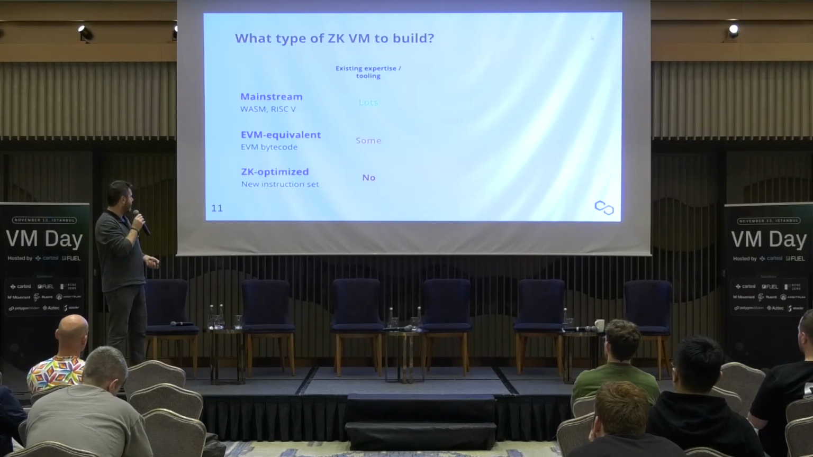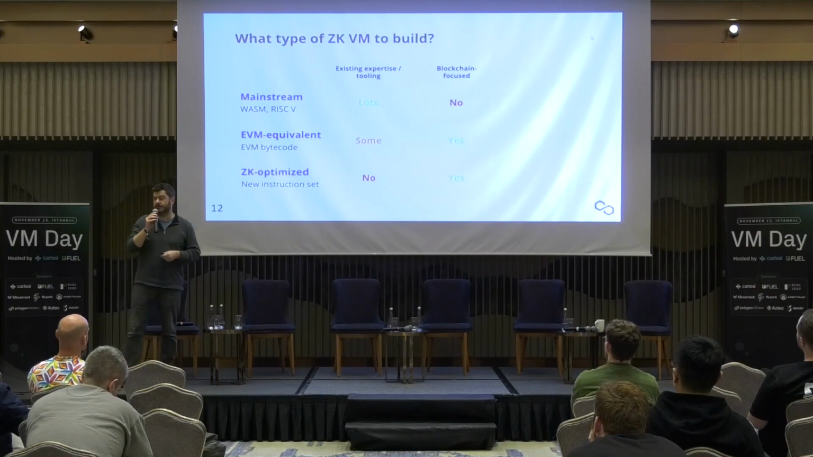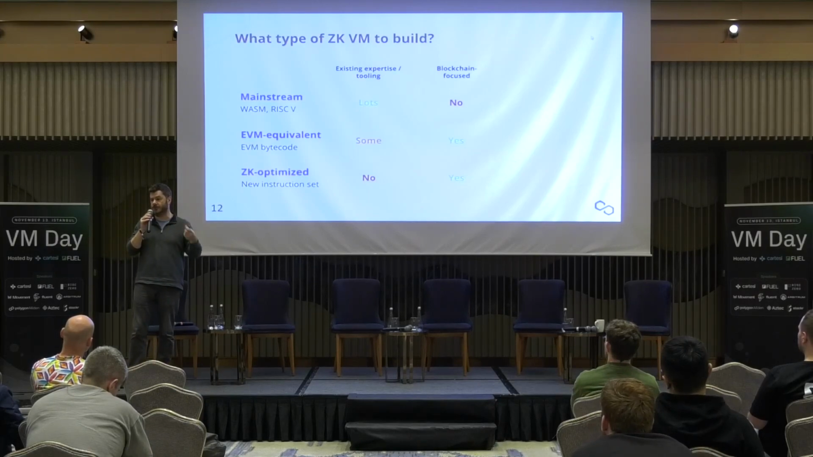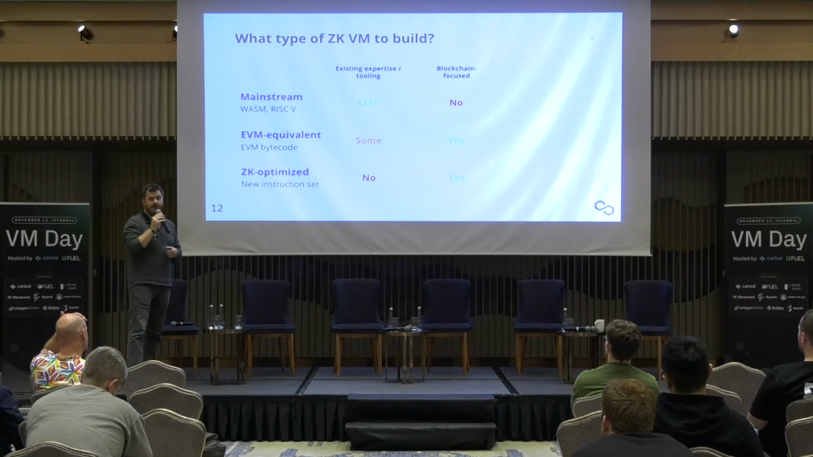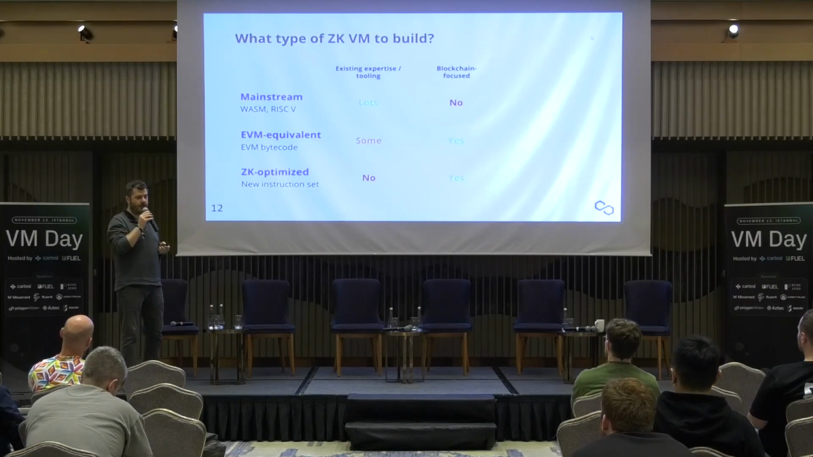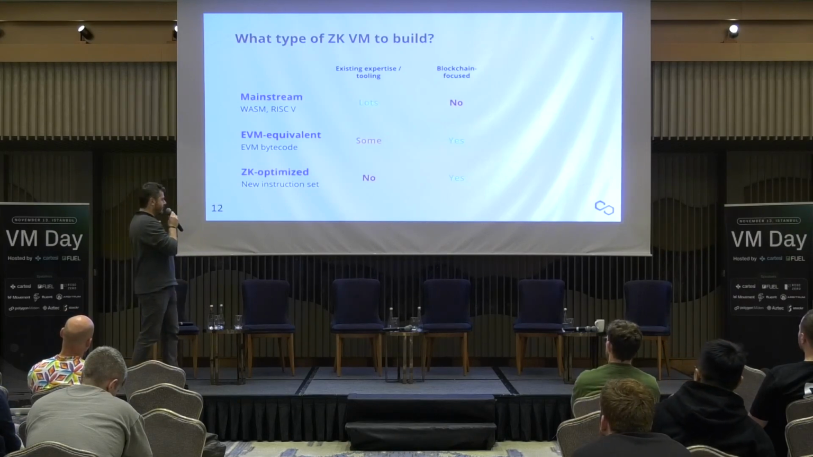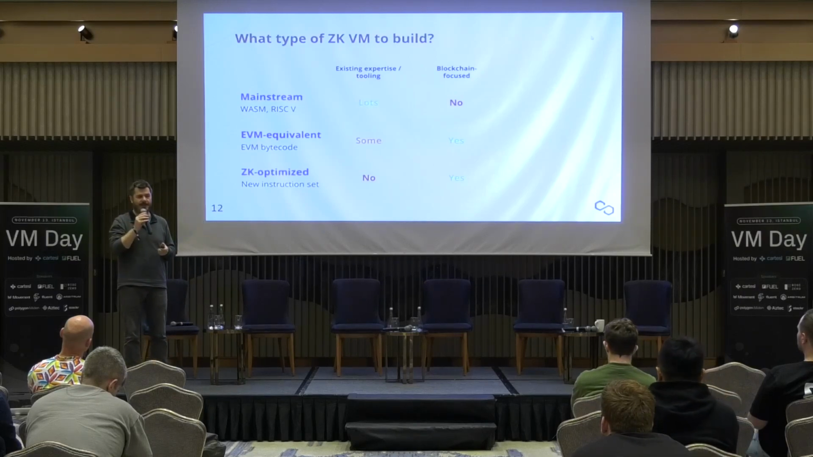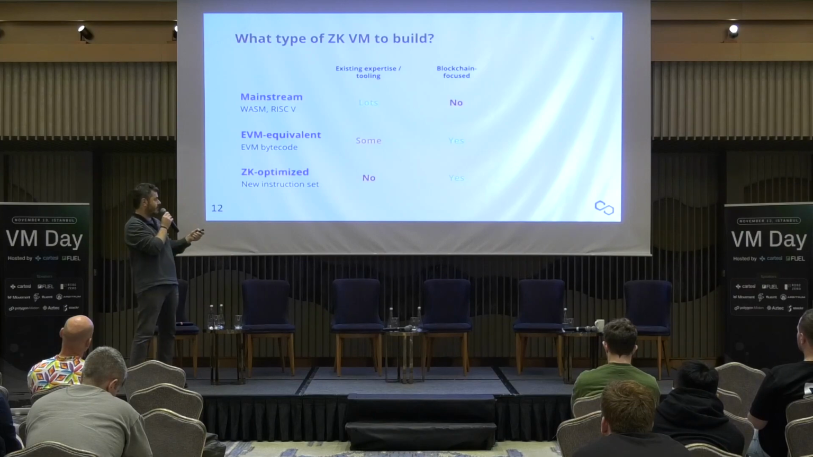The other question is, do you go with something that is blockchain focused? This is an interesting thing, because if you go with RISC-V or WASM, this is obviously not blockchain focused. You need to do extra things to make sure they work well in the context of a blockchain. There needs to be some modifications. If you go with EVM equivalents, this is already blockchain focused by definition. And if you're building your own thing, you can also define the parameters and make it blockchain focused as much as you want.